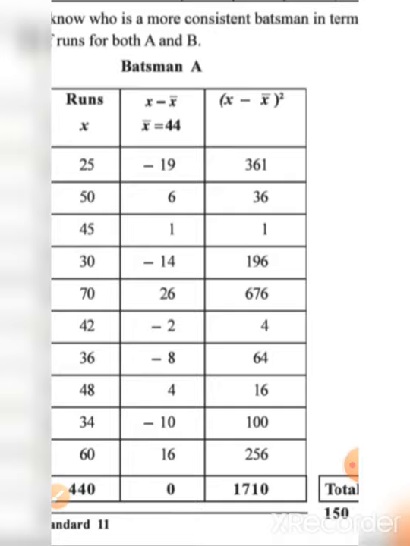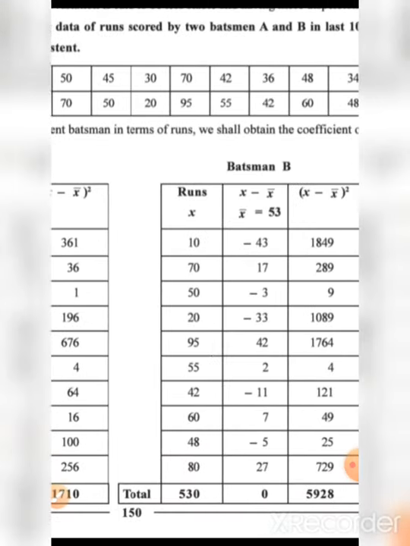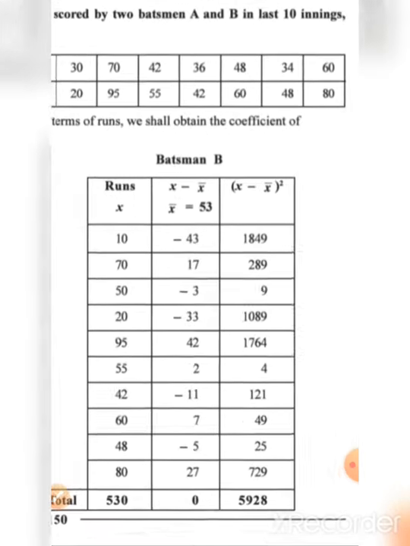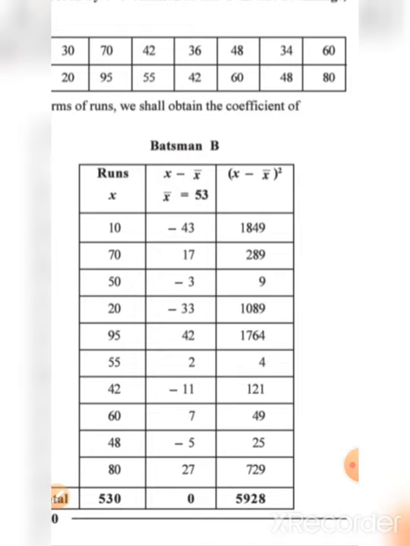The same thing you are going to practice for batsman B also, and you will get that the total of xi minus x bar whole square is coming up to 5928. And these two values we are going to use to find out the standard deviation for both the batsmen. So now here we are going to see how to find out the standard deviation, and then how we are going to find out the coefficient of variation.